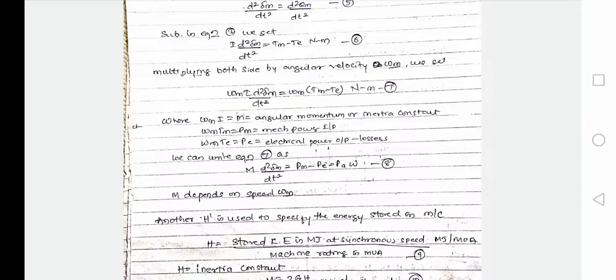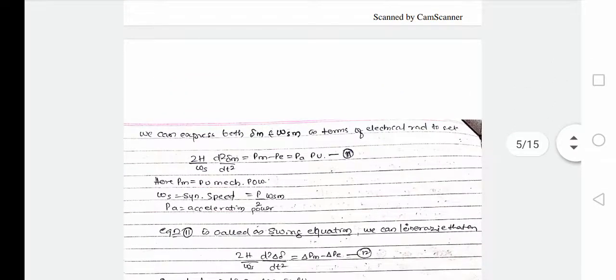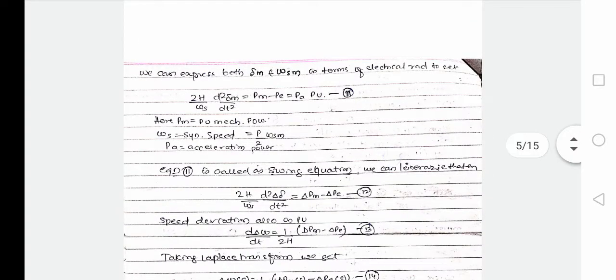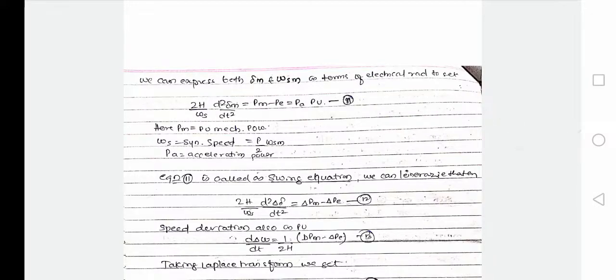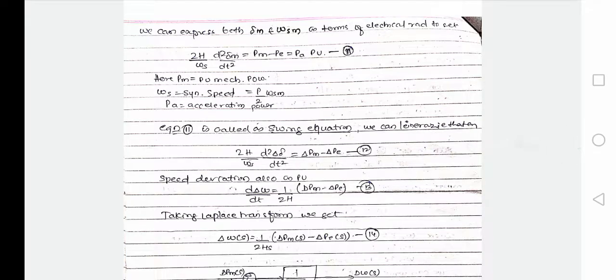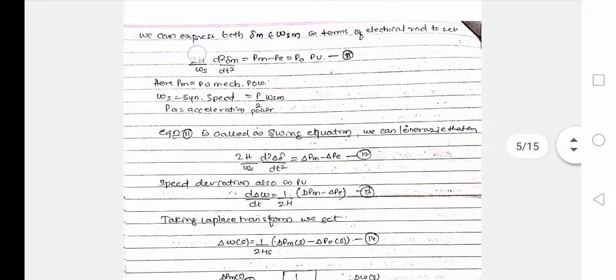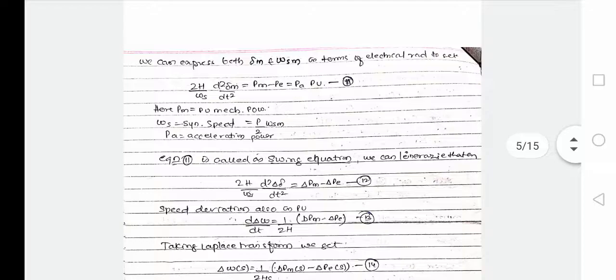After substituting the value of M in equation number 8, the M value is 2H divided by omega s, and then d square delta m divided by dt square is equal to Pm minus Pe, wherein Pm is the mechanical power in terms of per unit. Then omega s is the synchronous speed. Then Pa is the accelerating power. So equation 11, what we are having, we name it as the swing equation of the generator.